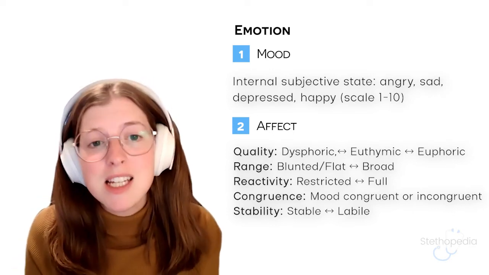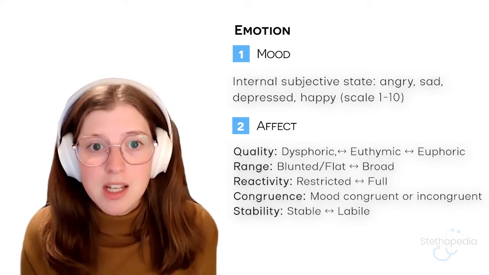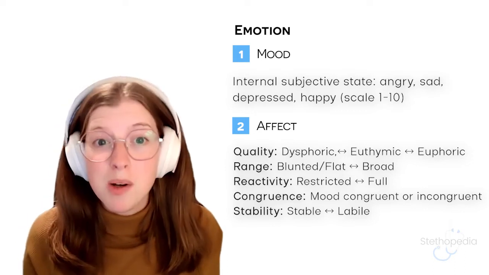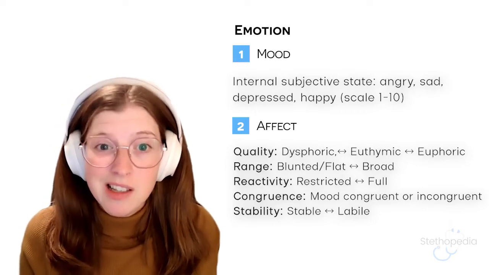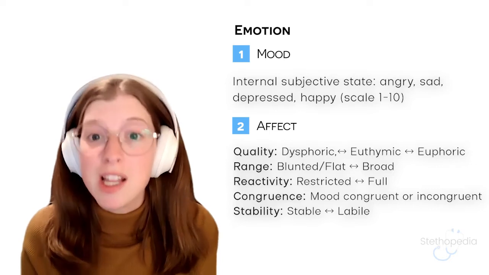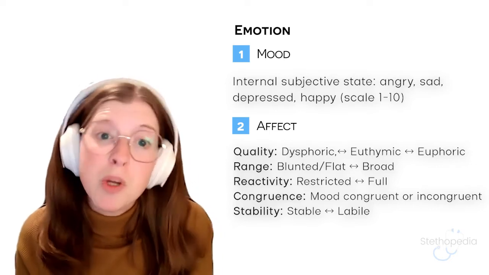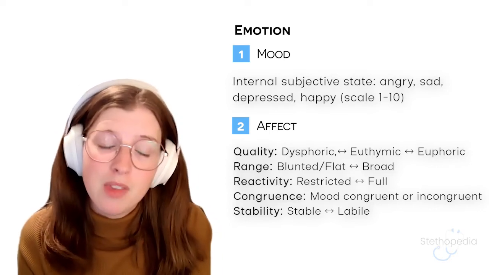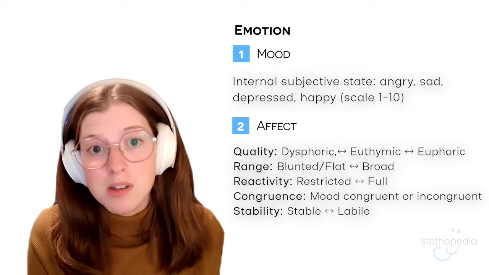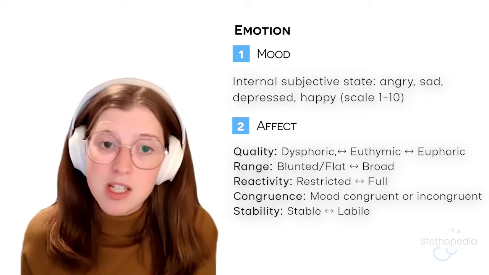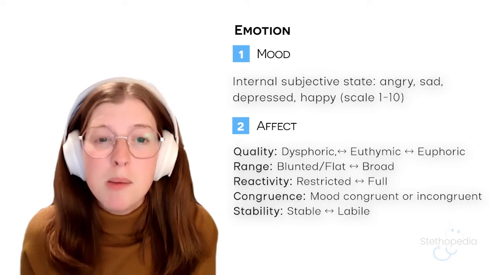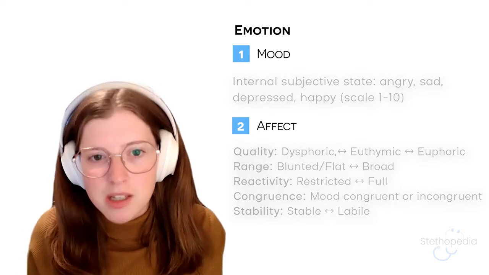The next is the affect stability. This is where we would talk about lability, like a capricious, unstable, quickly changing affect, which we commonly see in mania. If an affect is stable, it doesn't mean that it's the same throughout the entire time we're interviewing someone, but it doesn't represent lability.